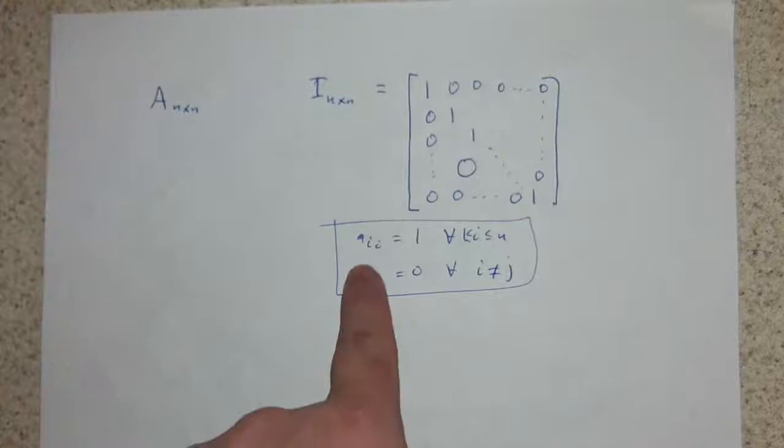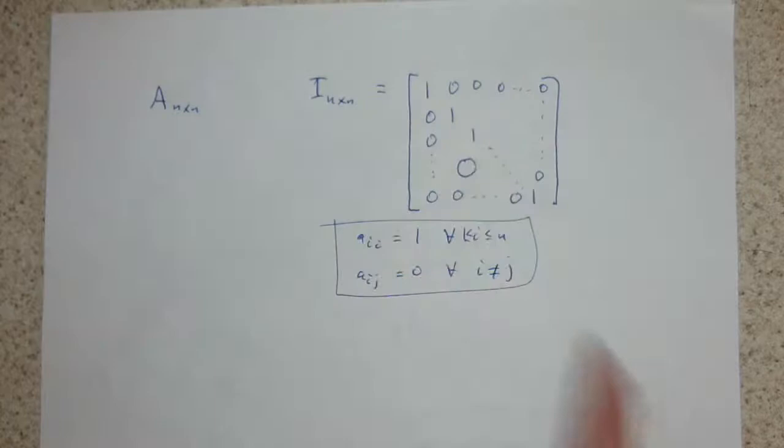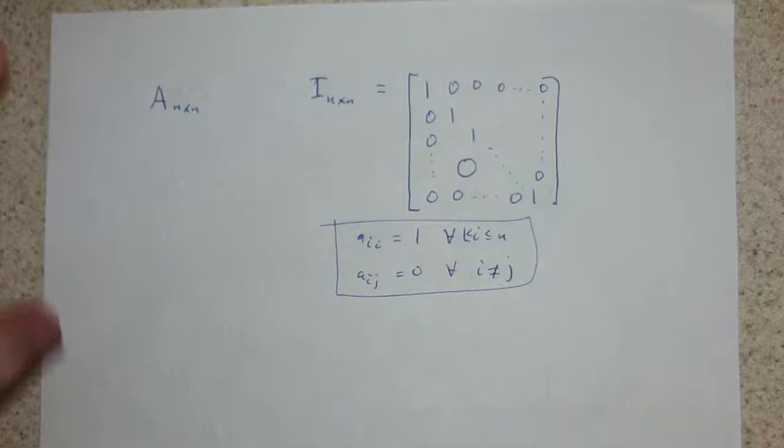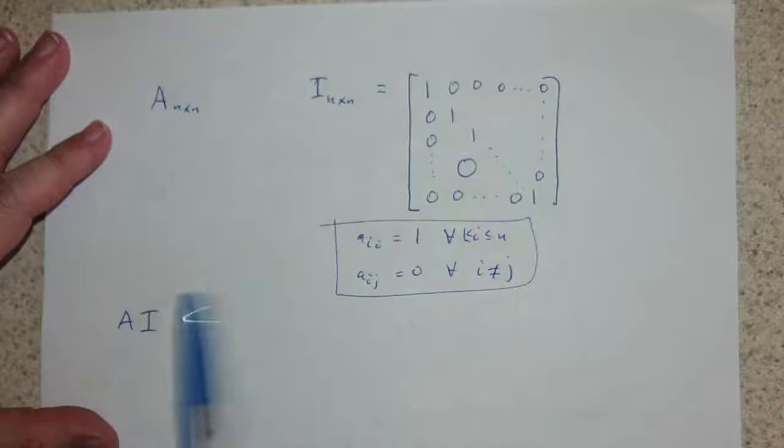So when you're on the diagonal, all the 1,1, 2,2, 3,3, 4,4, and all the way down to nn entries are all 1. But A sub ij is 0 if i and j are not equal to each other. So this is the matrix I get. Why is this called the identity? Well, if you multiply any matrix by the identity on either side, you get the matrix you started with.